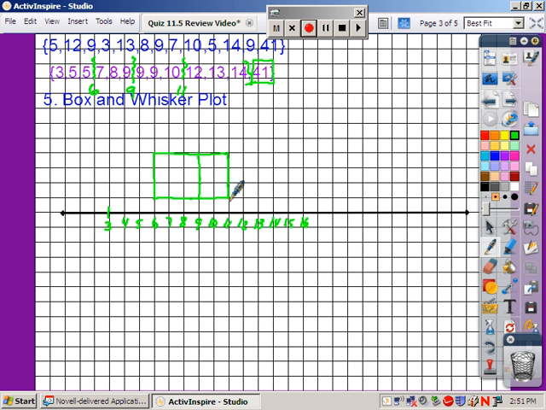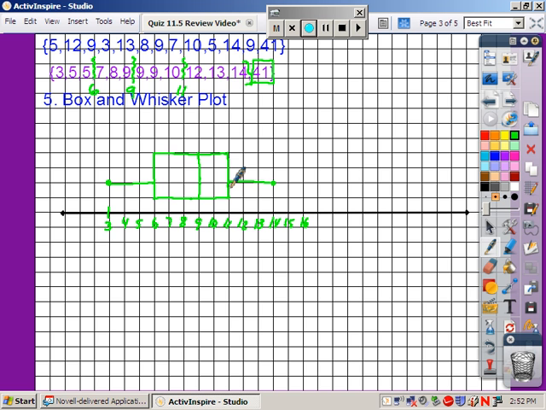And then you need the lowest point, which is 3. We're going to put a dot there, and then connect it, and we make one of these whiskers. And we do the same thing on the other side. 14 is the highest. We'll put a dot there, and we'll make the whisker go that way. So there's your box and whisker plot.